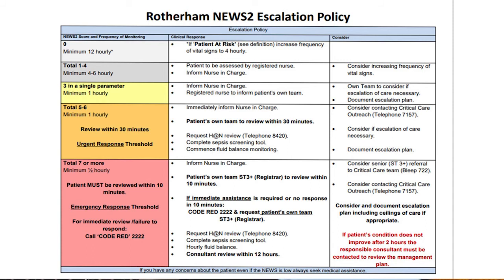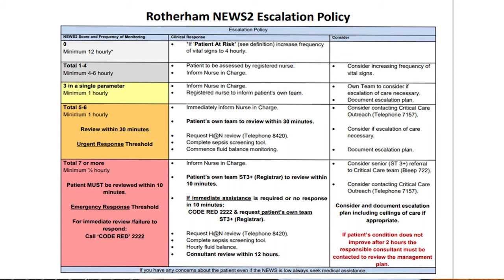When a patient scores a 5 to a 6, again, we need them on hourly observations, and they should be seen by their own team within 30 minutes. This is our urgent response threshold, and we need to act accordingly. Hospital at night can also come to review these patients.